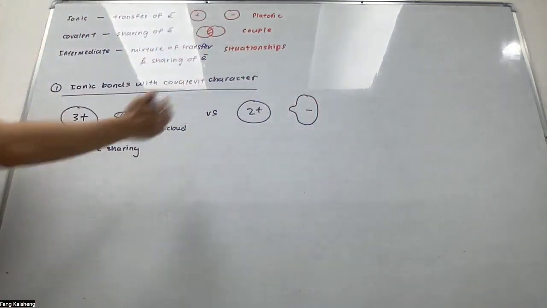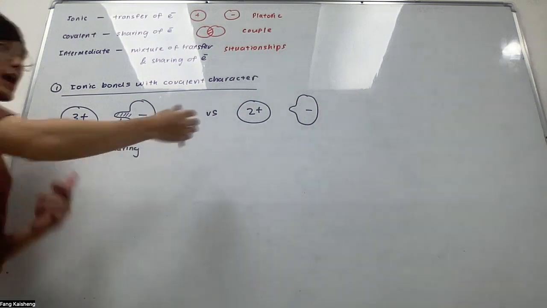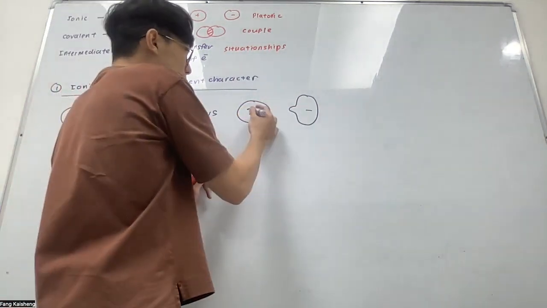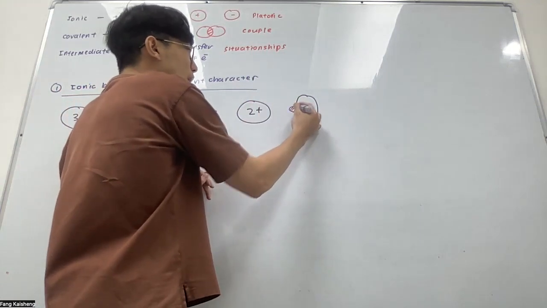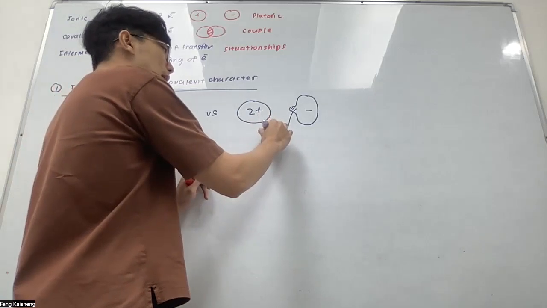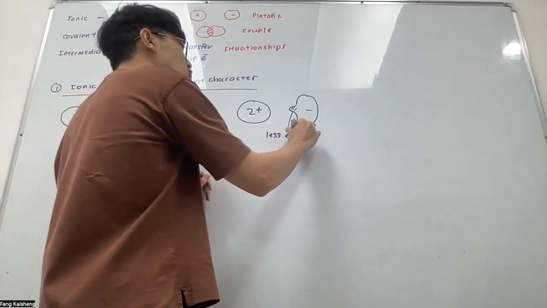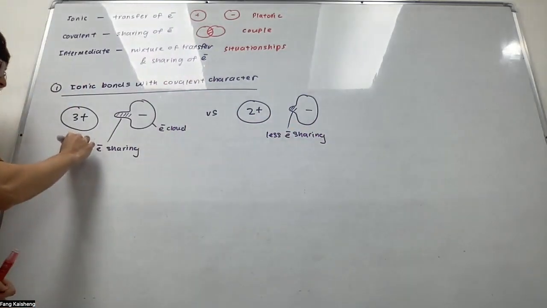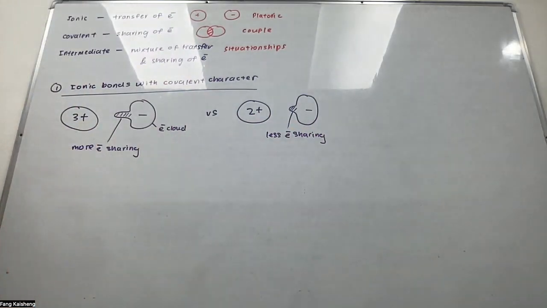So you compare the anion in this case. Is the anion as tempted? No. The charge isn't high enough for the anion's electron cloud to be pulled across. So as you can see, guys, there's way less electron sharing in this case compared to this one, where there is a lot more electron sharing.